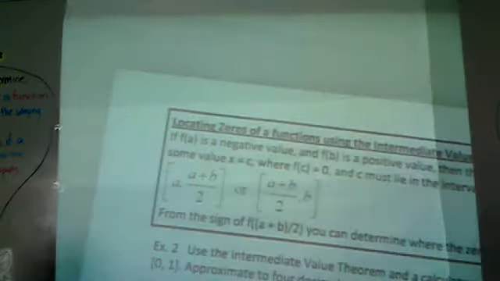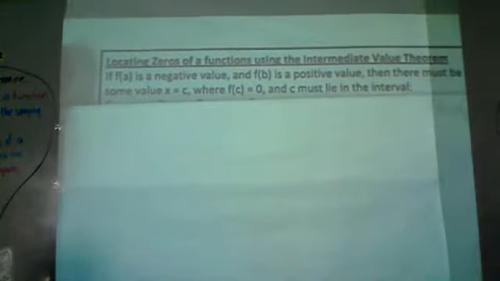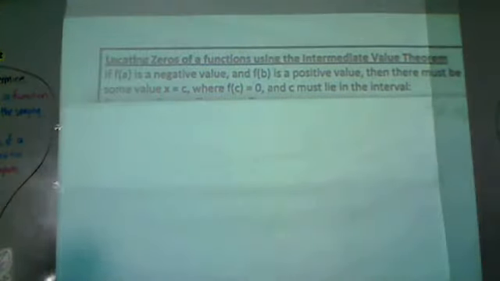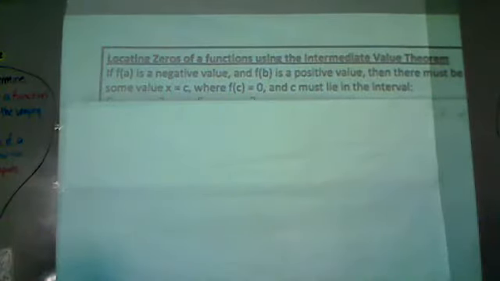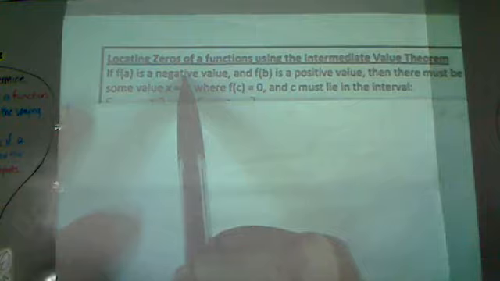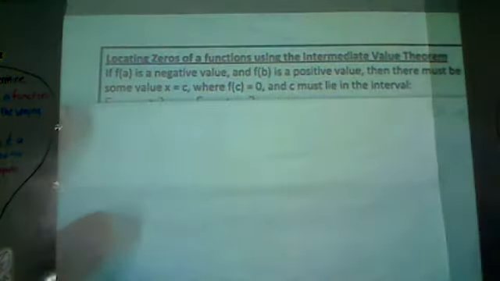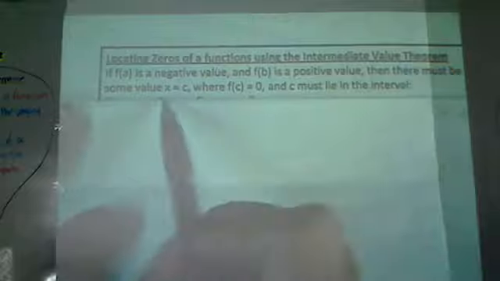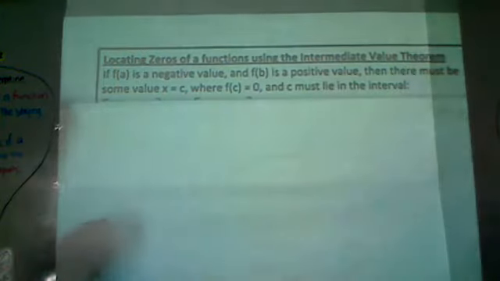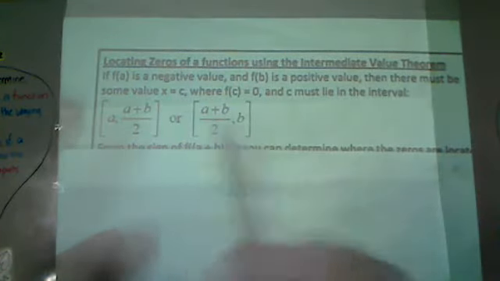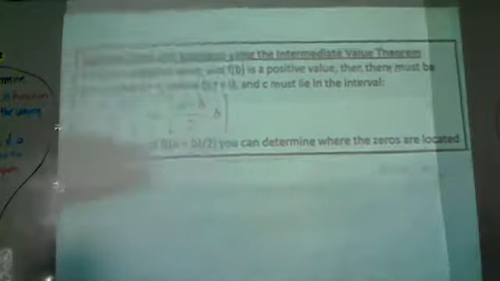All right, another way to use the intermediate value theorem is to locate zeros of a function without graphing, or if they take your calculator away or something. So, given some interval from a to b, if f of a is a negative value and f of b is a positive value, there must be some value x equals c, so some value in between, where y equals 0. And then it gives you all this other crazy stuff that I'm going to talk about in a minute. Well, here's what I mean.